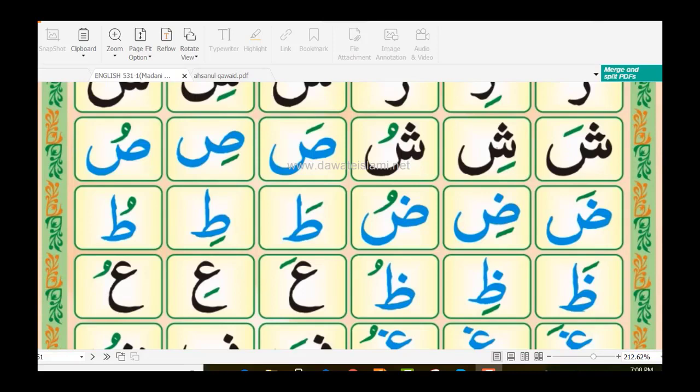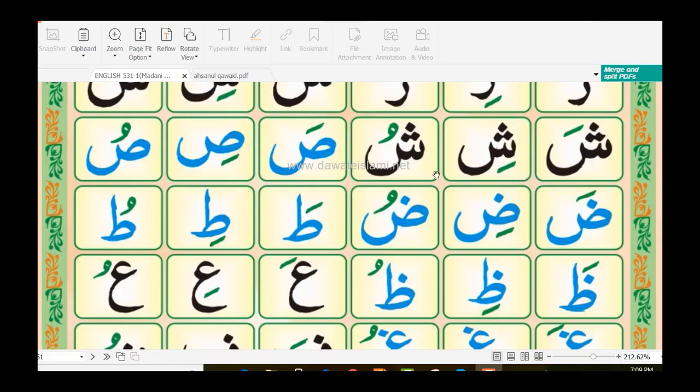The examples in front of you are the ones I took. A short example I took from lesson number 3. These are 3 lines in front of you. We read them. This is Bismillahir Rahmanir Rahim. Sheen fatha Sha, Sheen kasra Shi, Sheen damma Shu. Sha, Shi, Shu.